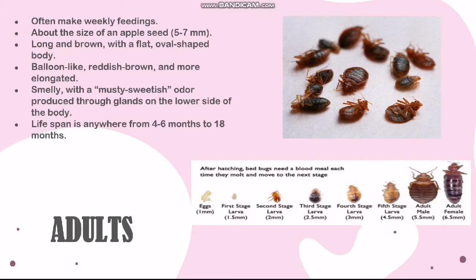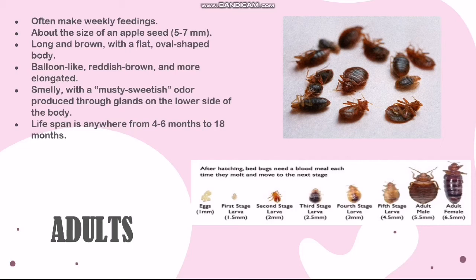For the next stage, which is the adult stage, upon reaching maturity, the adult bedbugs often make weekly feedings, which means they feed on blood from humans. Adult bedbugs in general are about the size of an apple seed, which is 5 to 7 millimeters. It is long and brown with a flat oval-shaped body.